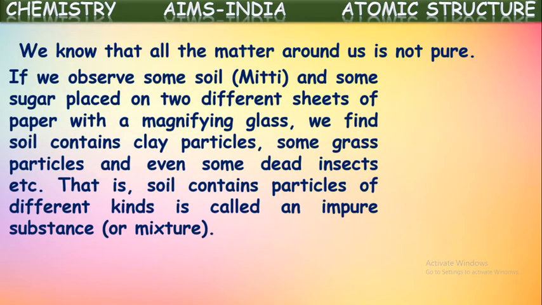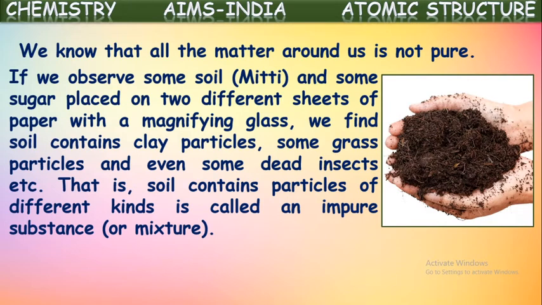If we observe some soil, that we say as mitti, and some sugar placed on two different sheets of paper with a magnifying glass, we find soil contains clay particles, some grass particles, and even some dead insects, etc. So the soil contains particles of different kinds, and it is called an impure substance or mixture. So soil is an impure substance. It is not pure. So the matter which we see around us may not be pure always. Some matter may be pure and some are impure.